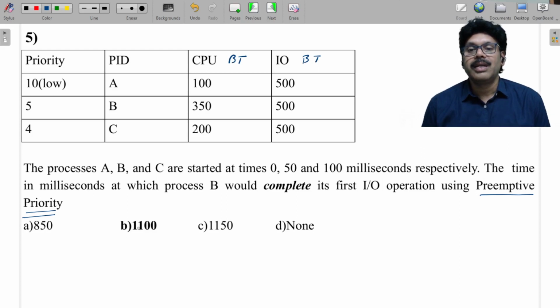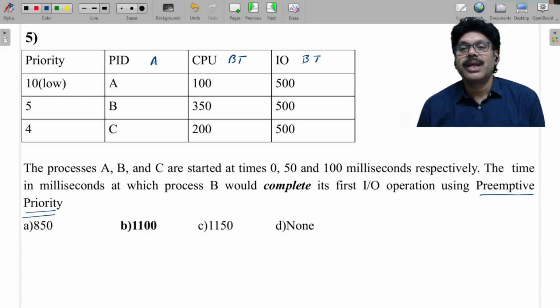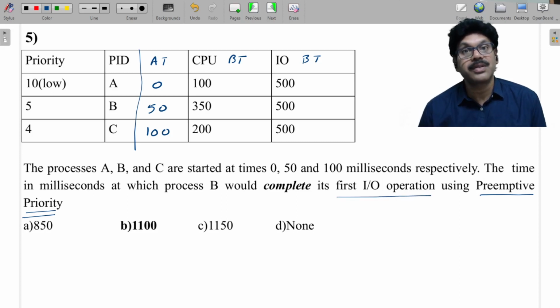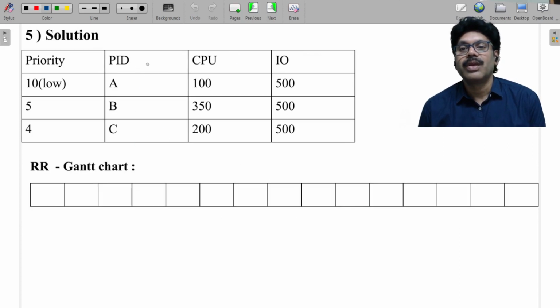Okay, and A, B, C are started at what times? 0, 50, 100. So their arrival times are 0, 50, and 100. So what is he asking? Process B completes its first IO operation. So let us work on it. So arrival times 0, 50, 100. At 0, no other process is there except A.